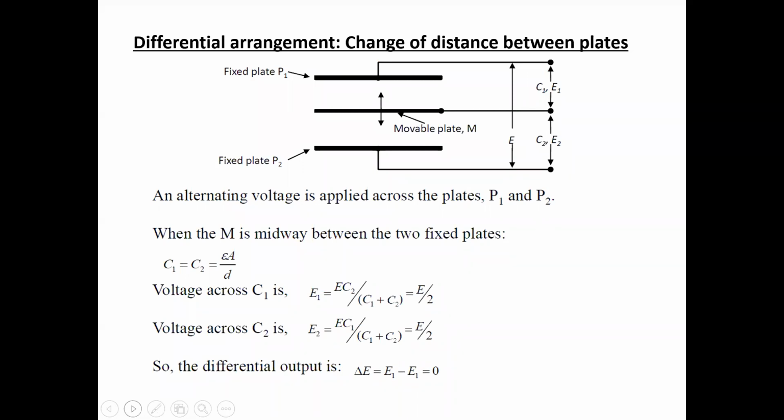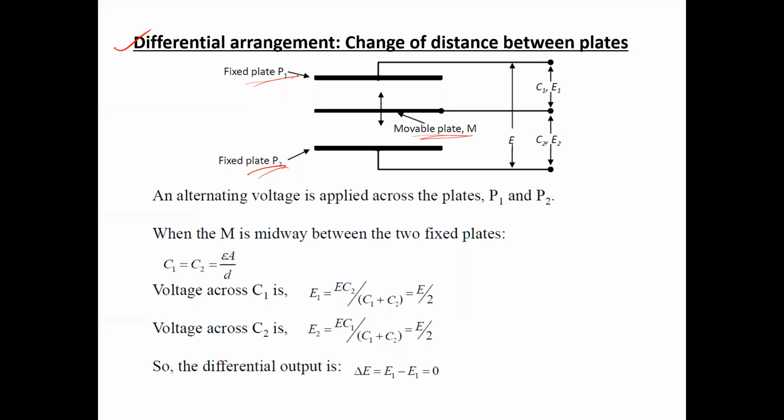Now, lastly, today I would like to elaborate a little bit more on the differential arrangement which can be formed with respect to the change in distance between the plates. Like I was saying, there are two fixed plates. Suppose one is P1, another one is P2, and there is a movable plate that is located in between them.